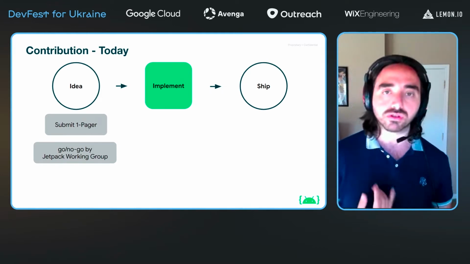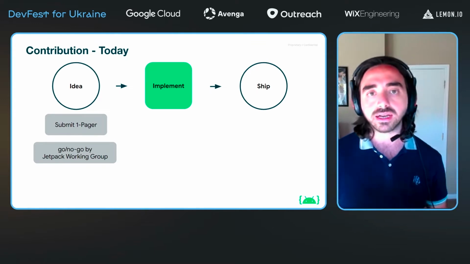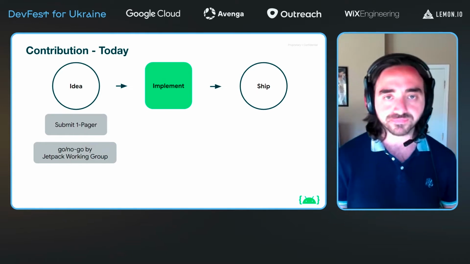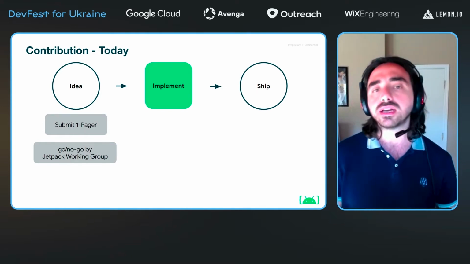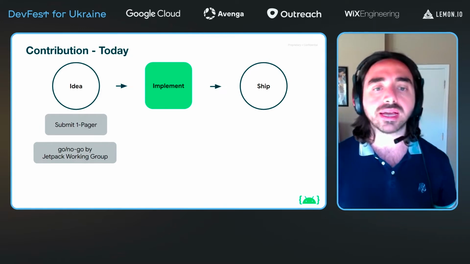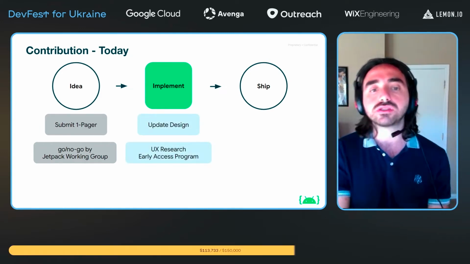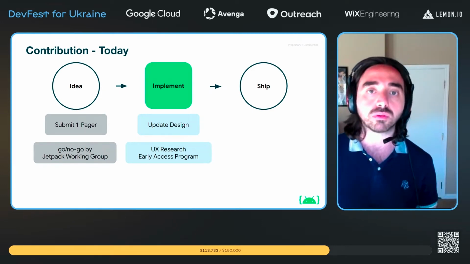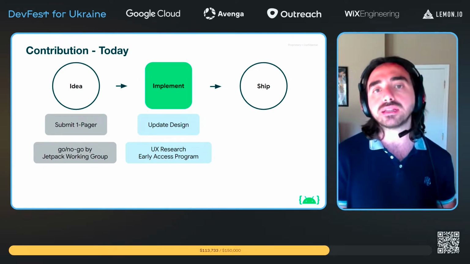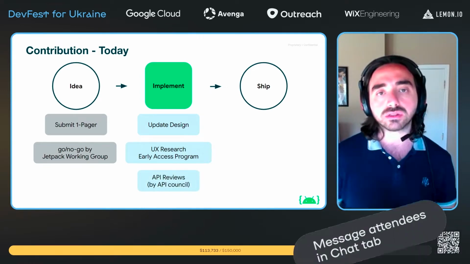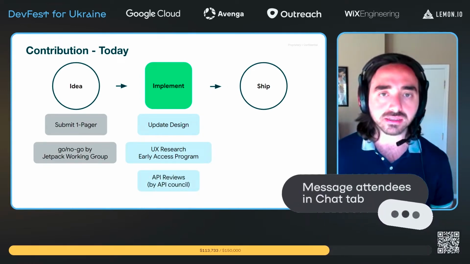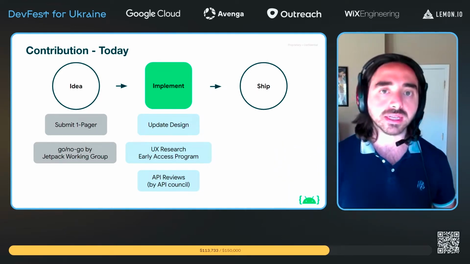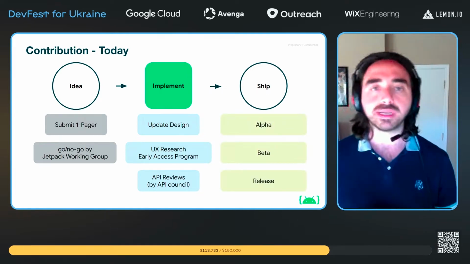Like, is it fully open source? Is that going to be supported properly? These are the things we look at. And now oftentimes we also provide some feedback to the developer. Assuming this goes well, you update your design based on this feedback. You do user experience research, the early access programs where you share an early version of your library with developers and get feedback. And then finally, when you have your implementation, it goes through this group called API Council, where they look at all of your APIs and make sure they're consistent with the rest of Jetpack. Now, finally, you go through the alpha beta release cycle.